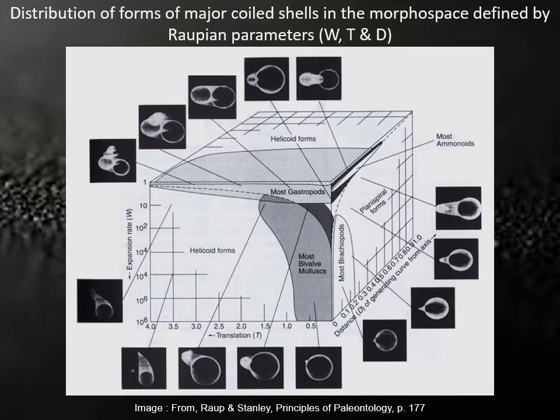Now, if we look at the morphospace, here the same picture as the previous one is shown in a cubic shape, plotting the three Raupian parameters along the three axes of a cube. In this axis it is D, distance from the axis of coiling. In this axis it is T, translation rate, and in this vertical axis it is W, whorl expansion rate. So you can see together the variation of these three axes. Sometimes it produces cephalopoda, sometimes it forms gastropoda, sometimes it forms bivalvia, sorry, this one is bivalvia, and sometimes it produces gastropoda.